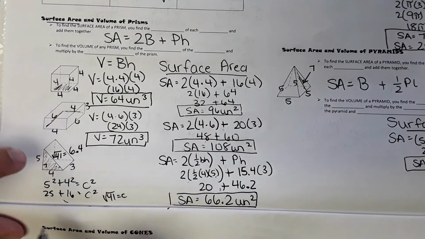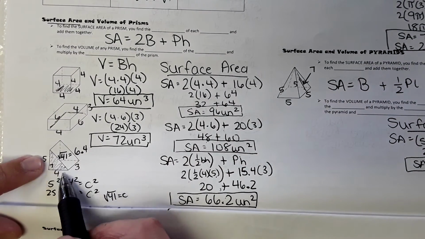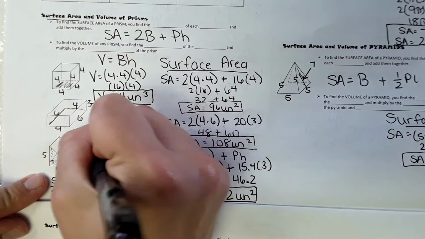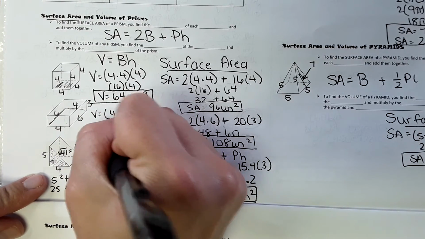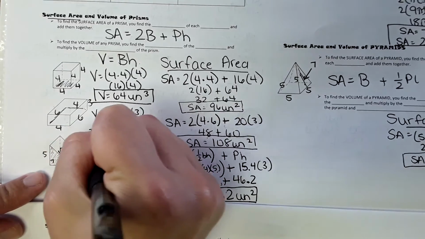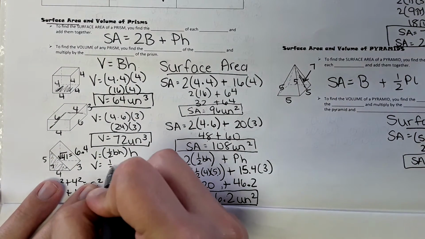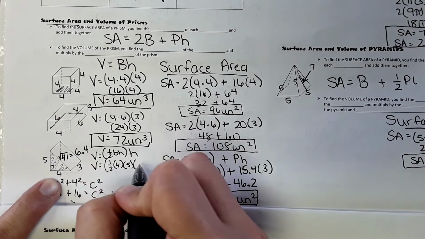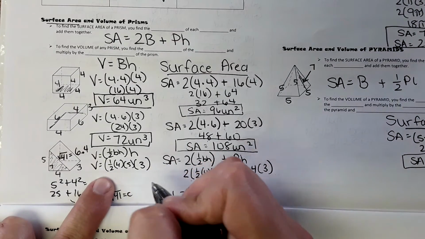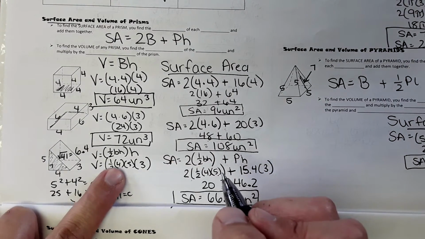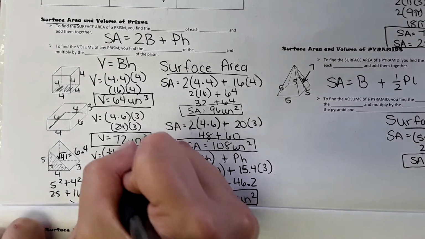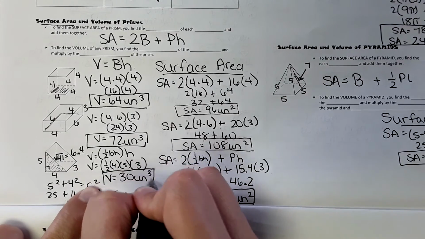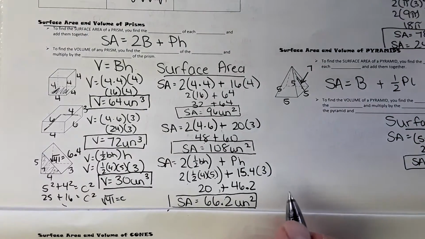Now for this, I need to find the area of a triangle and then multiply by the height. So I'm still using the same equation, area of the base times the height, but now my base is a triangle, so I need to use the equation for area of a triangle. And then base and height of the triangle, 4 and 5, times the height, which is 3. And then you can multiply these in any order. Half of 4 is 2, 2 times 5 is 10, 10 times 3 is 30, so volume equals 30 units cubed. No pi here because there's no circles.